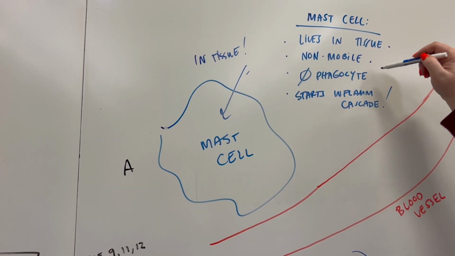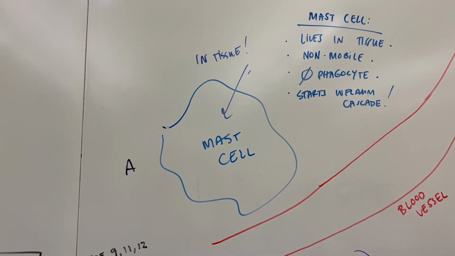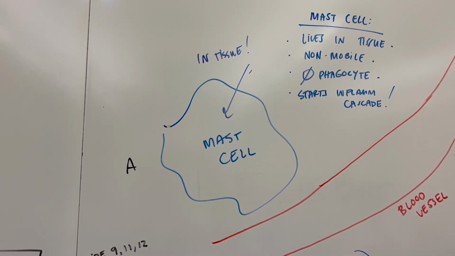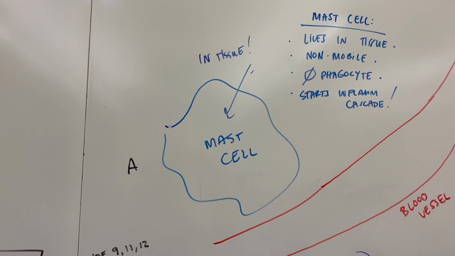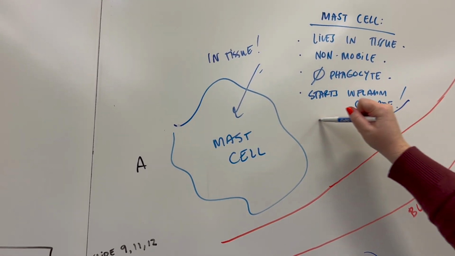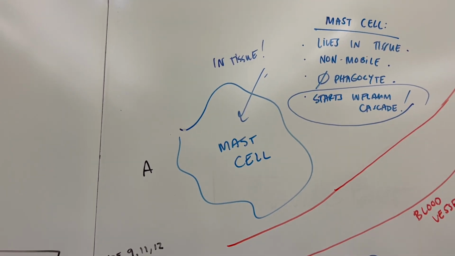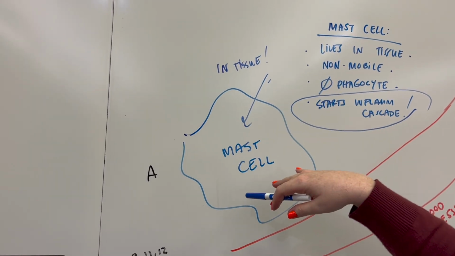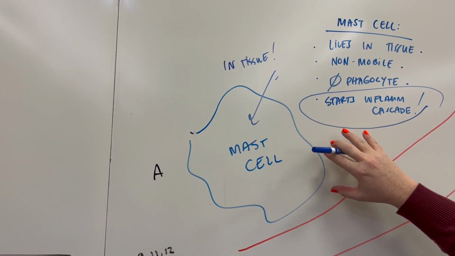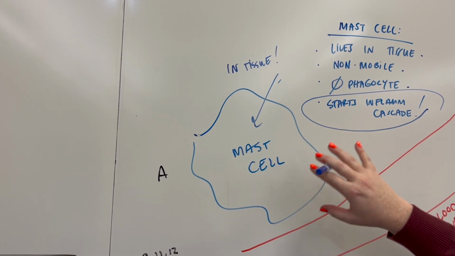They're not mobile. They're not phagocytes. We'll talk more about phagocytes later, but they're not going around eating up pathogens or eating up bad guys. And this is what is going to trigger and start this inflammation cascade. So they're in the tissue. They're kind of sensing this damage that occurs.